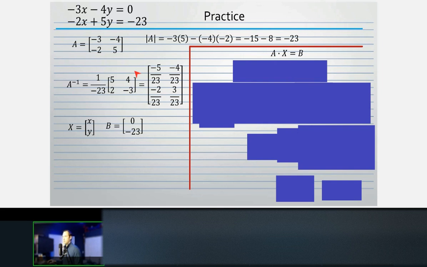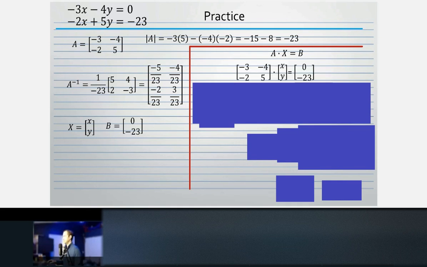Okay, so we have everything we need to actually solve this problem now. We have matrix A, we have the inverse matrix, we have matrix B, we have matrix X. So all we're going to do is set this up. We're going to replace A with what A is, replace X with what X is, and replace B with what B is. So there is our first step in part 2 of the problem.